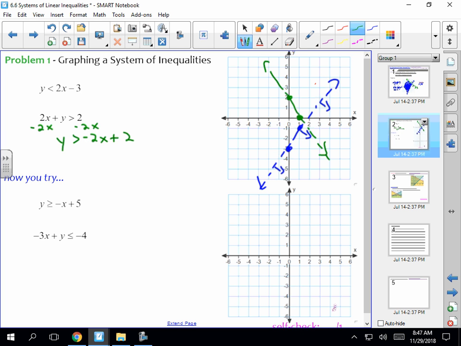And then if I were to shade just the green one, it says y is greater than that line. So it's got to be below the blue one. So down and to the right from the blue one, up and to the right for the green one. So it's all of this region in here.